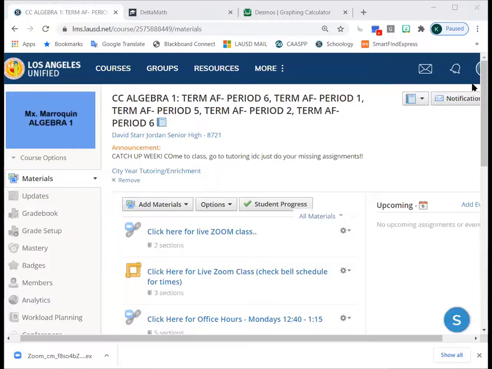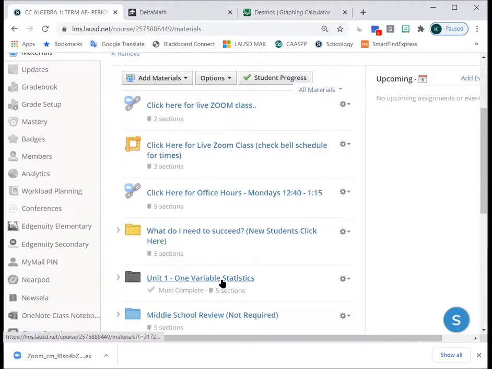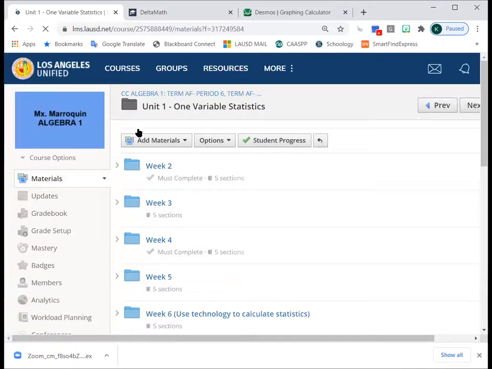Hey guys, I've been saying I was going to do a crash course on Unit 1, so I'm going to do it now. Here we go. Okay, so here's our Schoology page. We're going to go ahead and scroll down to Unit 1, One Variable Statistics.